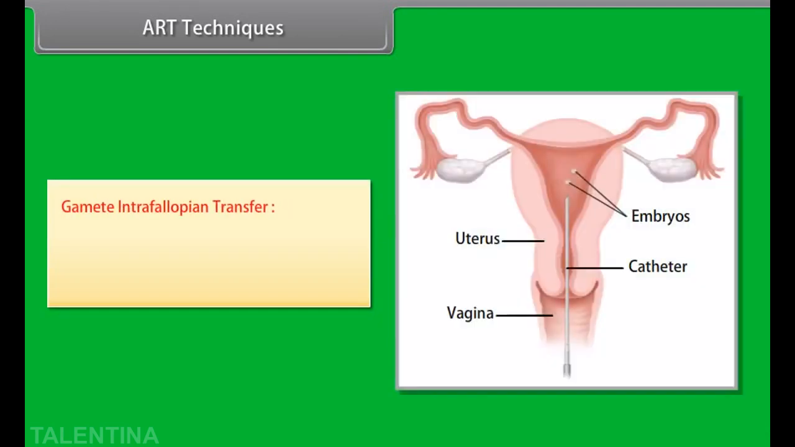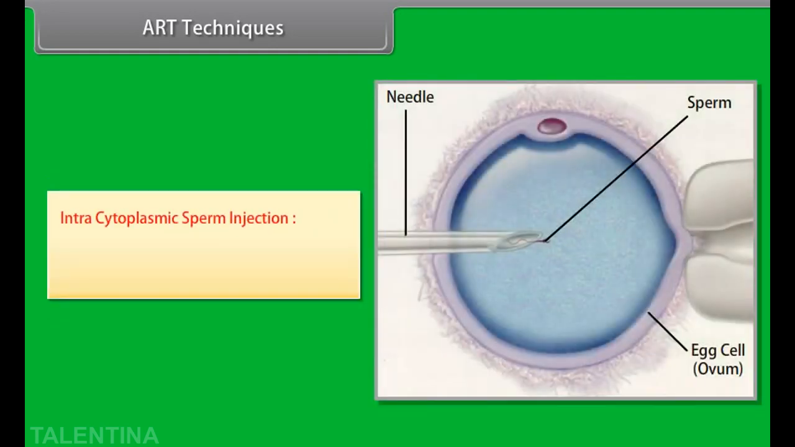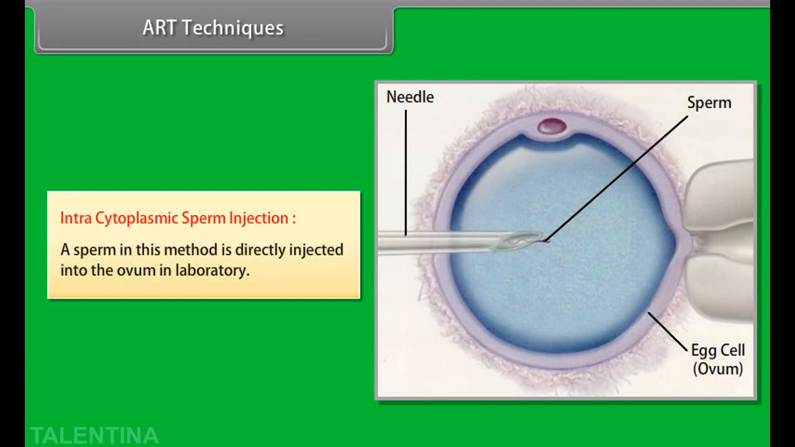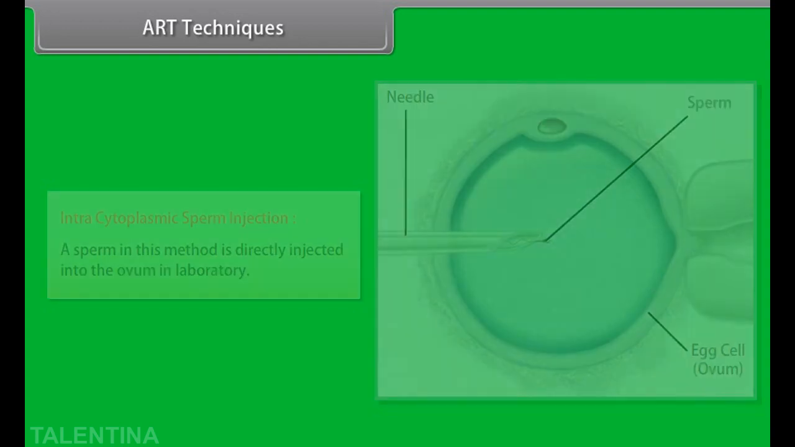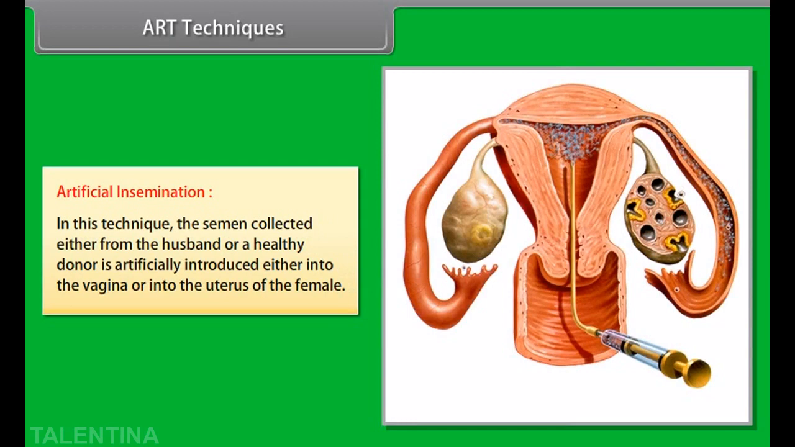Gamete intrafallopian transfer. In this method, ovum is transferred from the donor into the fallopian tube of another female. Intracytoplasmic sperm injection. A sperm in this method is directly injected into the ovum in the laboratory. Artificial insemination. In this technique, the sperm collected either from the husband or a healthy donor is artificially introduced either into the vagina or into the uterus of the female.